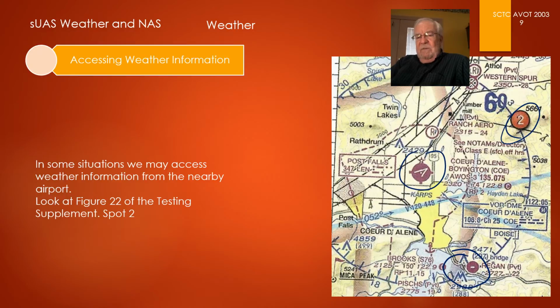What does that tell you? It does not have a control tower. Okay, so we look at the little block here. This little block tells us about the airport. And we see AWOS, Automated Weather Observation System. It's an AWOS-3. And there's the frequency, 135.075. So a typical question on the exam would be, what would be one way to get weather information at Coeur d'Alene? Well, you tune 135.075 into the radio and you listen.